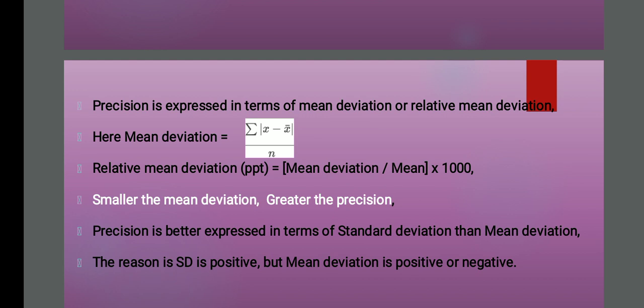Next, if the mean deviation is found to be smaller, the precision will be greater. So if you have a lesser mean deviation, you have a greater precision.